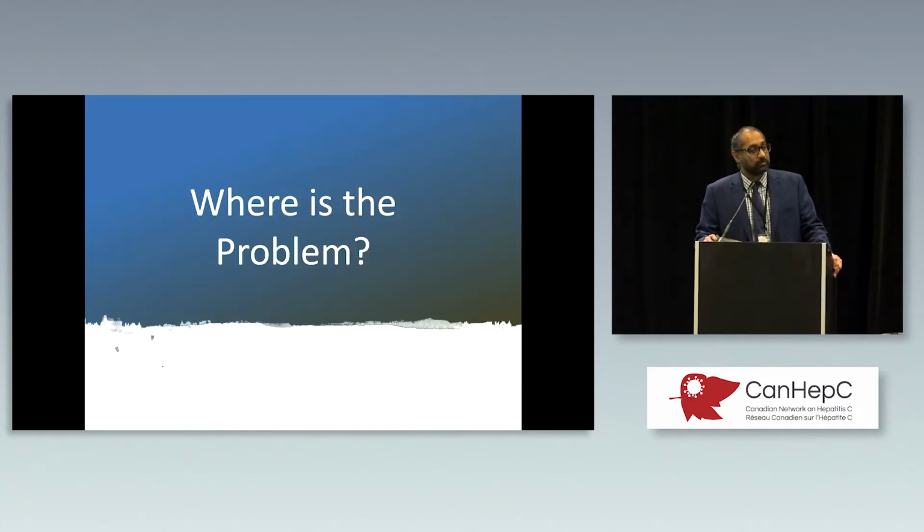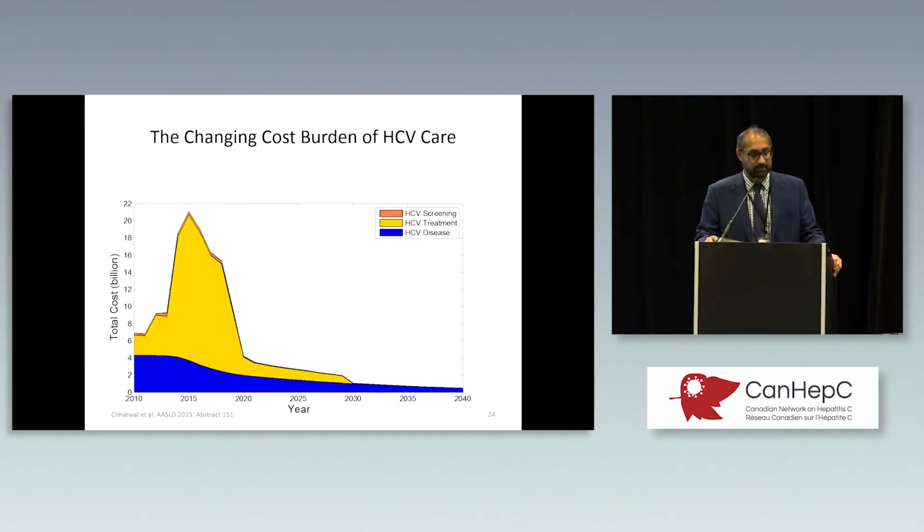Okay, so where's the problem with Hep C elimination or cost effectiveness? This figure explains to some extent the problem is in the budget. What we see is over time, what is the cost of us spending on hepatitis C? The blue one is the cost of disease management. Somebody develops liver cancer, liver transplant. That's the cost somebody would have to pay. The yellow one is the cost of treatment, and the orange one, which you can hardly see, is the cost of screening in the U.S.